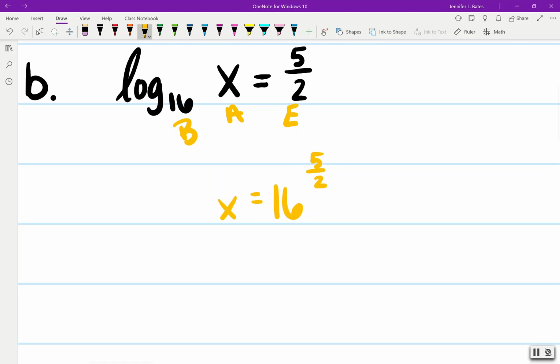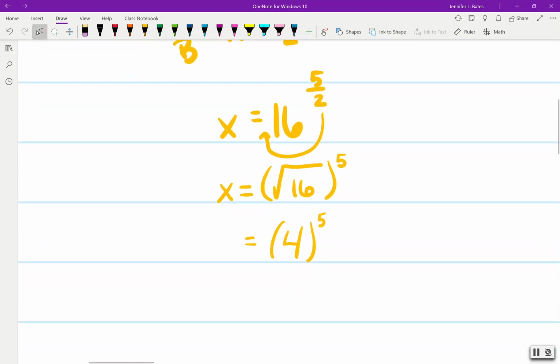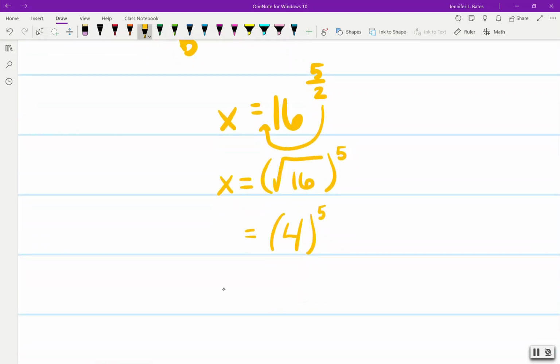From chapter 7, I know that to solve this, I want to bring that 2 down and around and change this to radical form. So I know that this is the same as the square root of 16 to the 5th power. The square root of 16 is 4, and then to the 5th power, that is 1024.